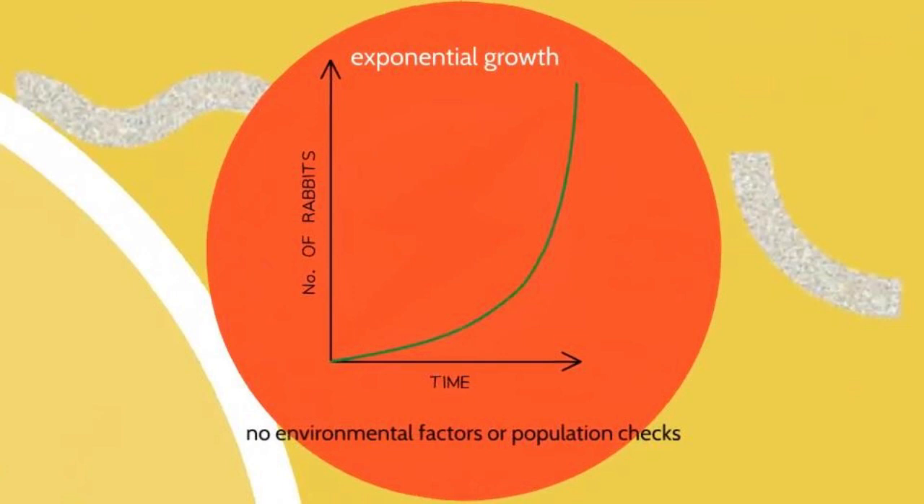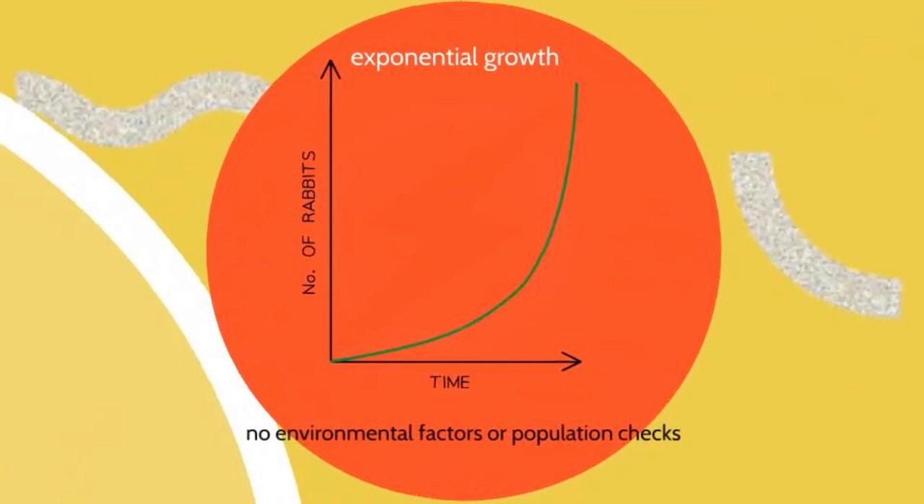So thinking about if you grew bacteria in a lab in a controlled environment and fed that bacteria with all the food and nutrients it needed, it would grow exponentially until there was a limiting factor to that growth.